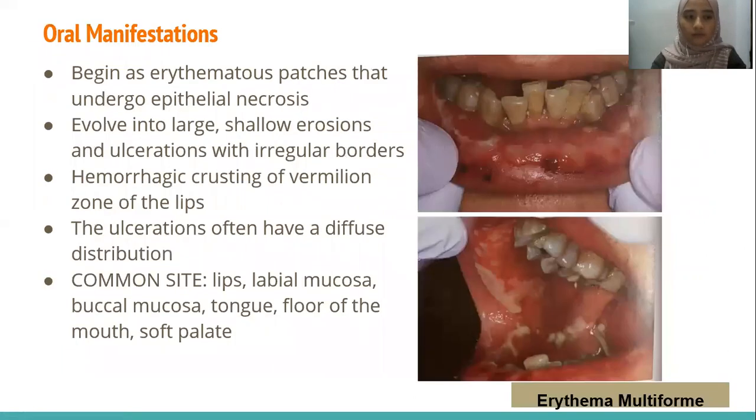Oral manifestations of erythema multiforme begin as erythematous patches that undergo epithelial necrosis. It may evolve into large shallow erosions and ulcerations with irregular borders. Hemorrhagic crusting of the vermilion zone of the lips is often seen, as shown in the clinical picture here. And the ulcerations often have a diffuse distribution, as shown in the clinical picture below. The common sites for this lesion are the lips, labial mucosa, buccal mucosa, tongue, floor of the mouth, and soft palate.